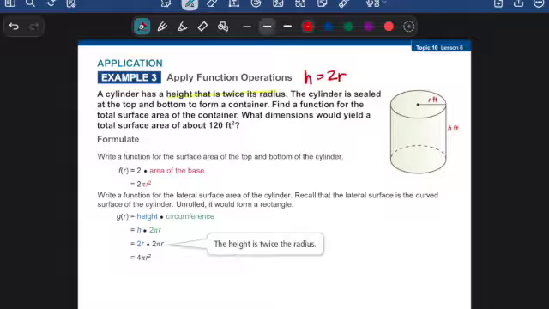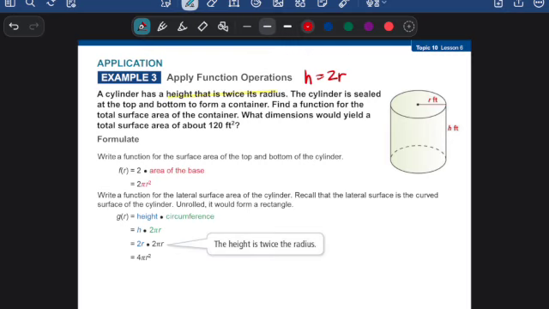What dimensions would yield a total surface area of about 120 feet squared? All right, so first we need to formulate our equation for the function. That is the surface area of just the top and the bottom. So we can see that the top and the bottom are circular. So we know the area of a circle is pi r squared. And since there are 2 circles, we're going to multiply that by 2.